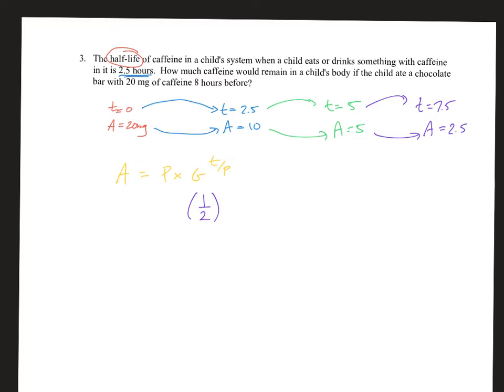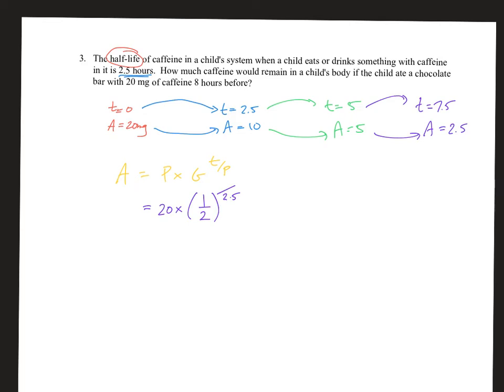Okay, let's put in the particulars of the problem then. It says that the half-life is 2.5 hours, and so the 2.5 would then represent our period. How long does it take to get to half? The question says, how much caffeine would remain in a child's body if the child ate a chocolate bar, 20 milligrams, so that is our starting population, 8 hours before.